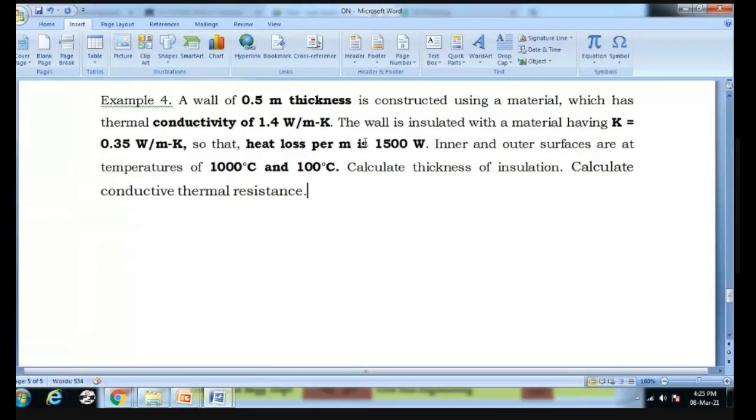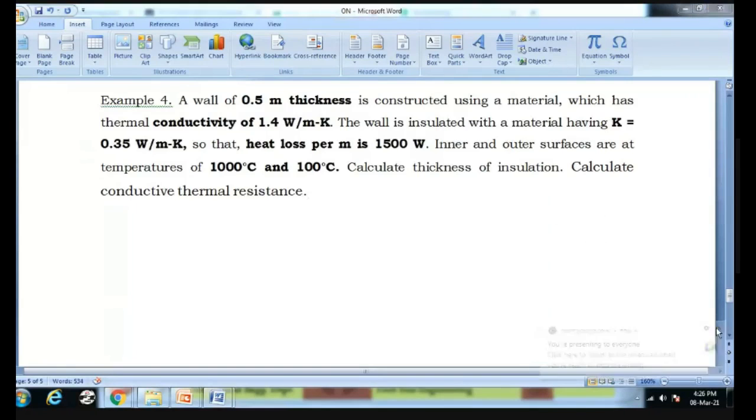Heat loss per meter is given. Though insulation is there, and there is thermal conductivity for this wall, yet there is heat loss of 1500 watt, from the inner to the outer surface. Why? Because the inner surface temperature is 1000 degrees Celsius and the outside wall temperature is 100 degrees Celsius. So there has to be heat flow from inside to outside. And what is the loss? 1500 watt.